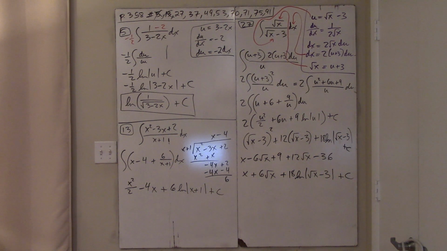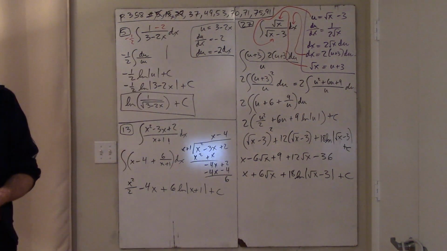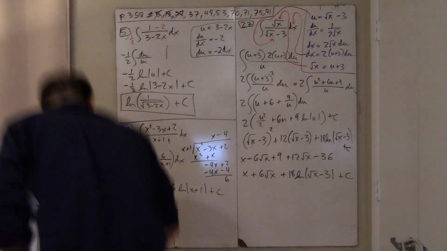Good. And these other ones are right too. Minus first plus 6 ln. Okay. Good. One more of these, I think, that are just anti-differentiation.